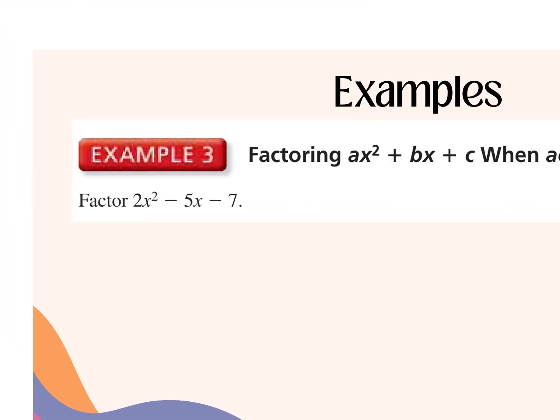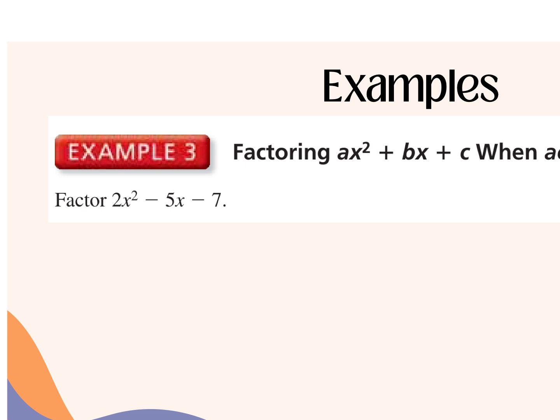Now let's do the same thing with this example. This is when a times c is negative. Same exact idea though. A is 2, b is -5, and c is -7. AC is going to be 2 times -7, which is -14. And I want factors of -14 that add to -5. Some factors of -14 are 7 and 2. But keep in mind I want them to multiply to a -14, so I'm going to make one of them negative, the other one positive.